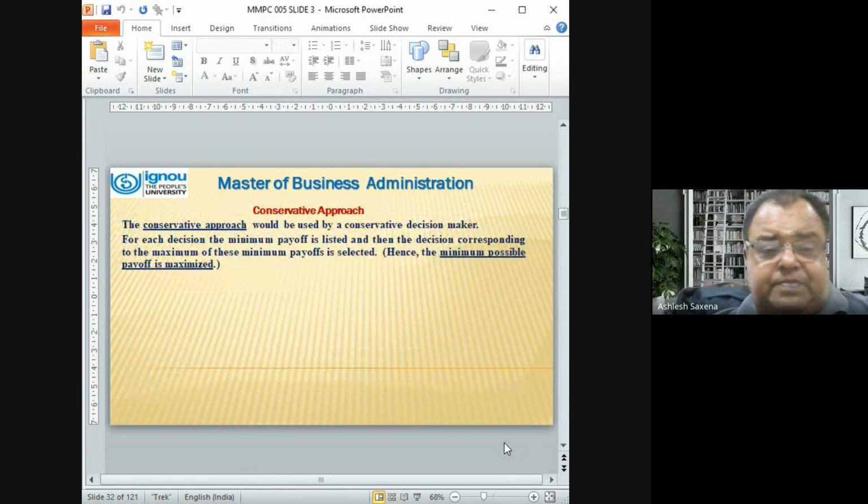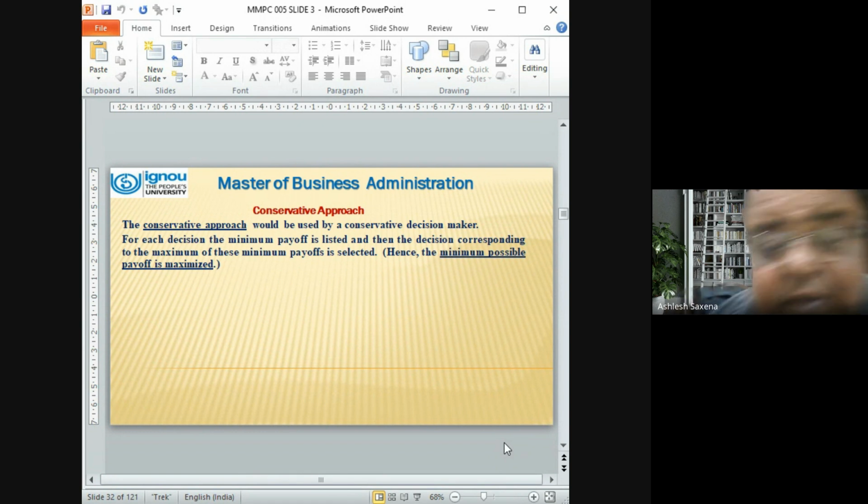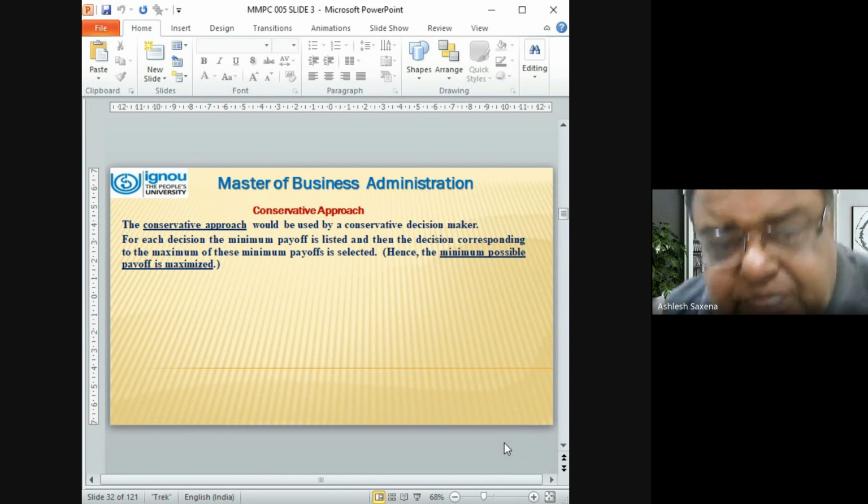Conservative approach. The conservative approach could be used by a conservative decision maker. For each decision, the minimum payoff is listed, and the decision corresponding to the maximum of these minimum payoffs is selected. Hence, the minimum possible payoff is maximized.